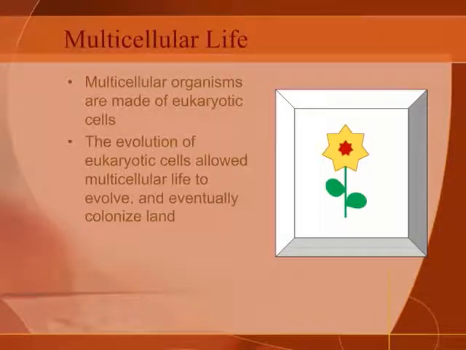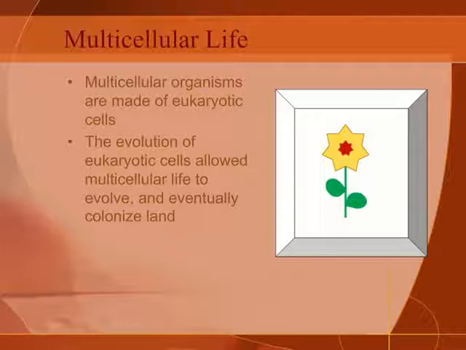The last step in the process of the evolution of life on Earth is the evolution of multicellular life. In each of the images that you have drawn previously, you have been drawing single cells, unicellular organisms. These unicellular organisms started out simply as prokaryotic cells, evolved into more complex eukaryotic cells, and from those eukaryotic cells, we have the evolution of multicellular life.